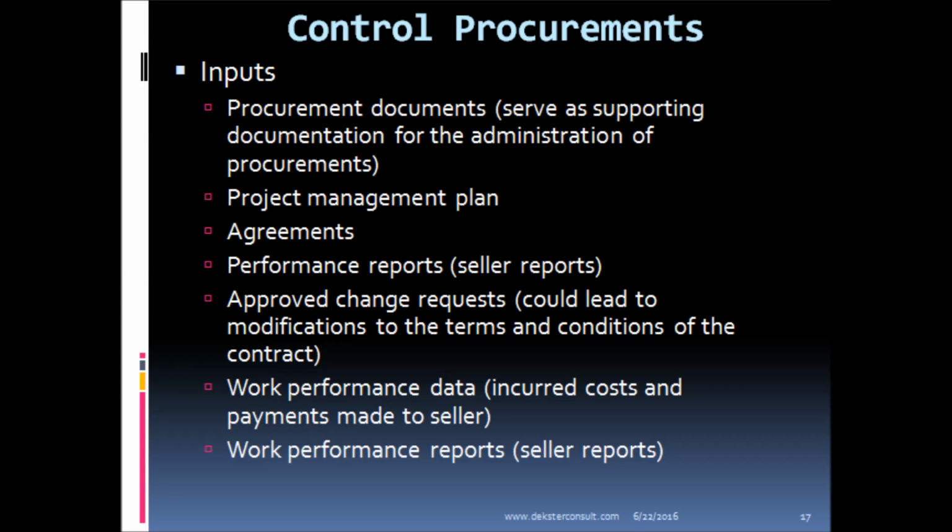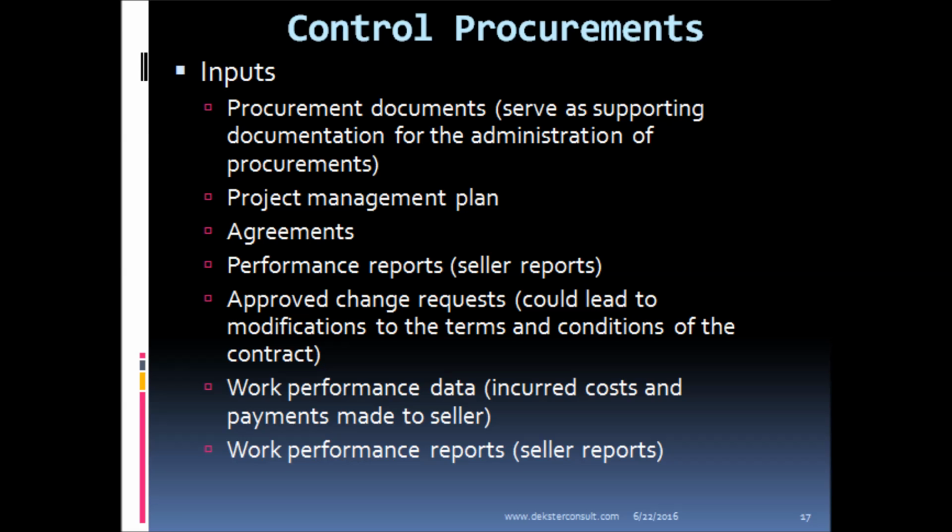Let's look at our inputs to the control procurement process. Our procurement documents will serve as supporting documentation for the administration of procurement. Our project management plan is a key reference. Our agreements, basically our contracts. Then the performance reports, referring to the reports being sent to us from the seller concerning how far is going on with our work. Approved change requests.